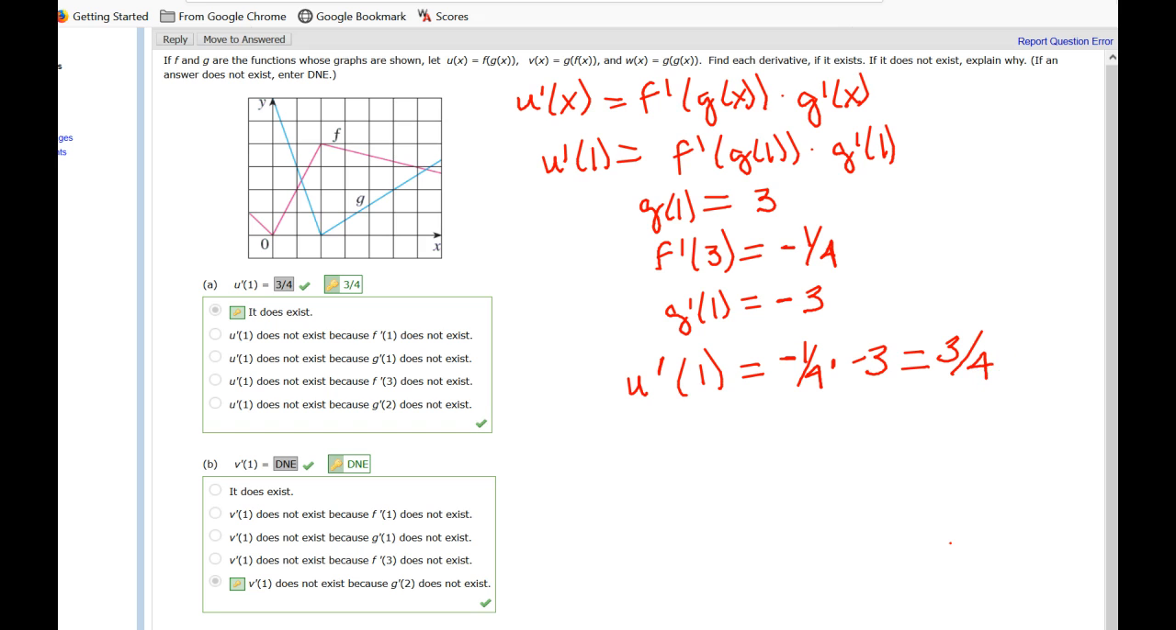And then it asks about v prime of 1. And again, you would follow the same type of pattern, figuring out the derivative of v, because v is g composed with f. You would have v prime of 1 equals g prime of f of 1 times f prime of 1. And continuing on like that.